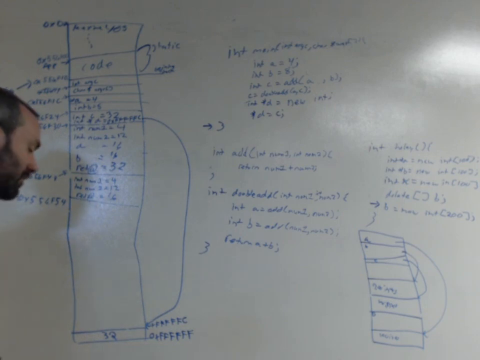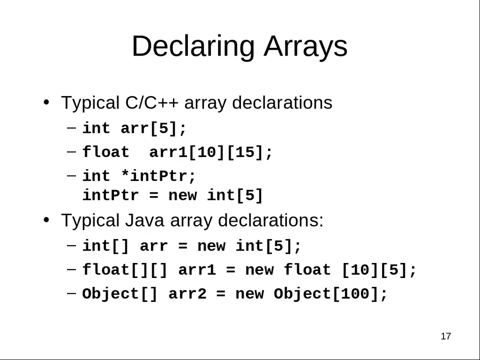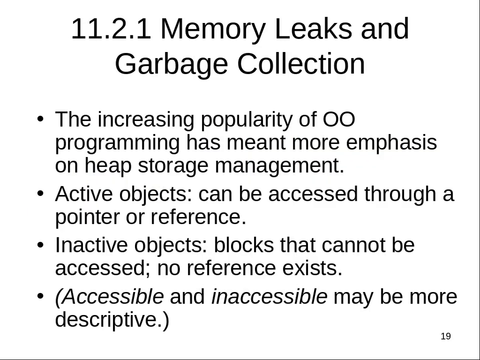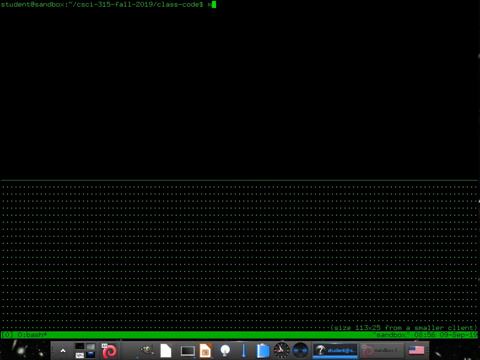How we doing? Okay, let's see. Java arrays are always allocated from the heap, great. Dynamic allocated also have storage, great. All right, that's fine. We're going to skip that for now. We talked about that a lot. We talked about memory leaks, garbage collection. Okay, let's go and do some code because I'm kind of tired of talking.